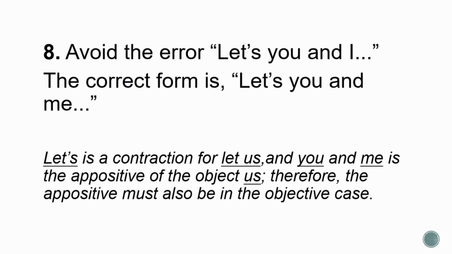And the last rule for this episode is avoid the error let's you and I. The correct form is let's you and me. The explanation for this is that let's is a contraction for let us, and you and me is the appositive of the object us. Us is in the objective case of the pronoun, therefore, the appositive must also be in the objective case.